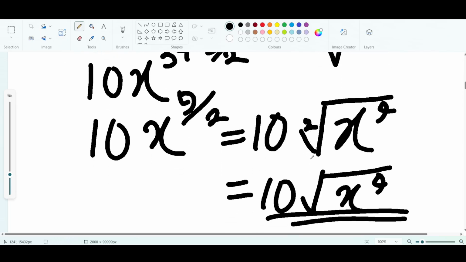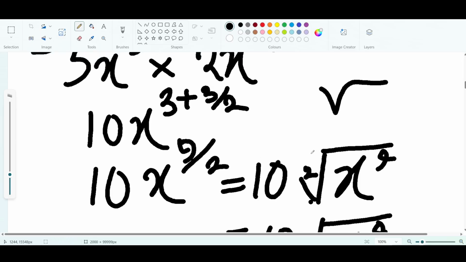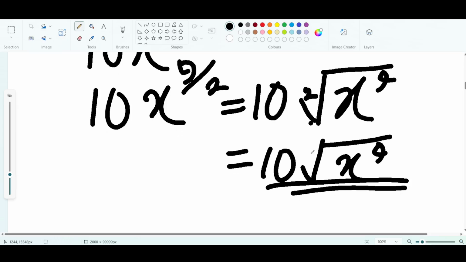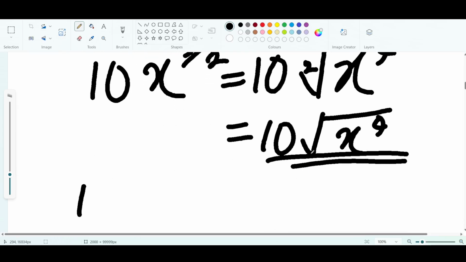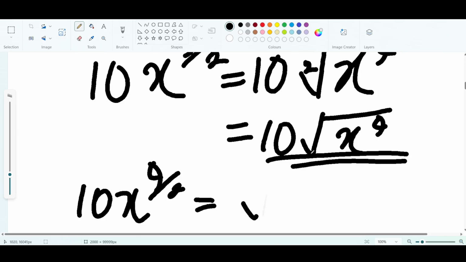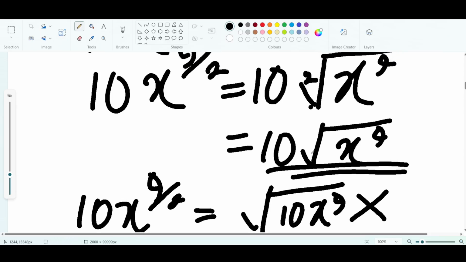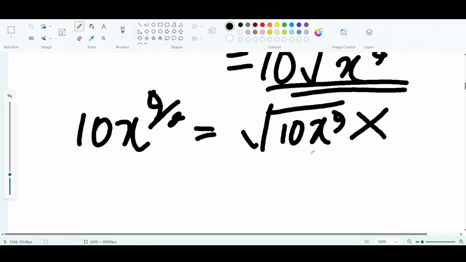So this is how this one is going to be written, because a very common mistake that students usually make is they will write this one as 10 raised to power x raised to power 9 all over 2, and then they will say it is equal to 10x raised to power 9, which is wrong. So the right thing to do is to separate the coefficient from the base, which is what we have done. Okay, so let's see another example.